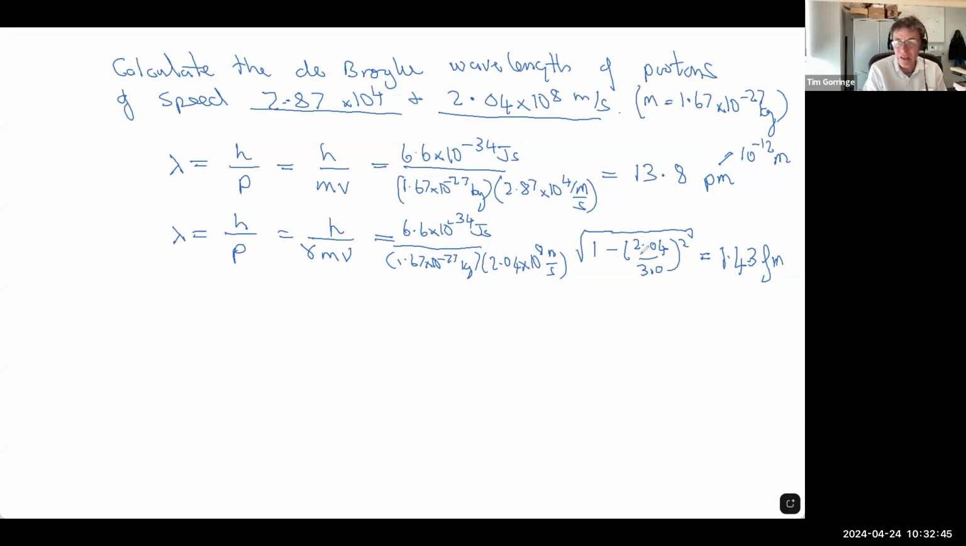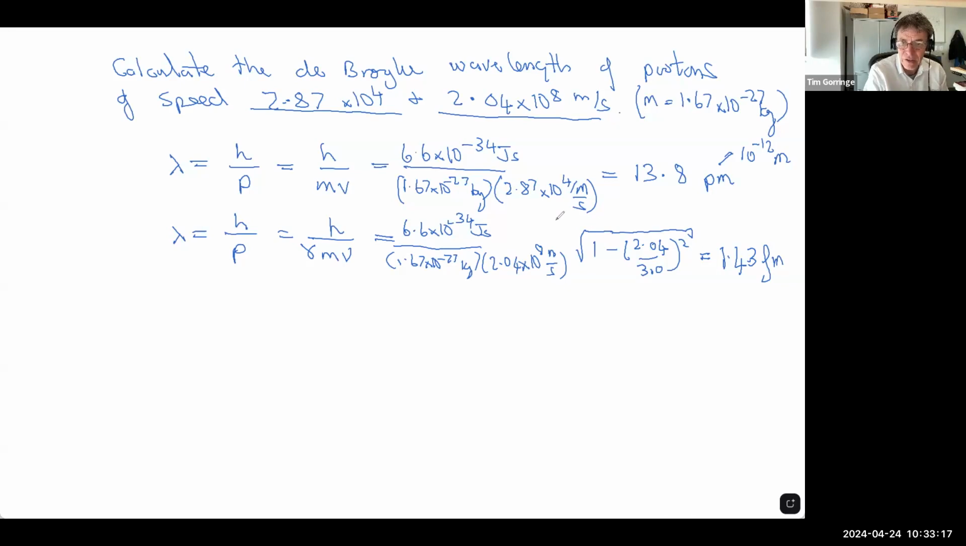Now, when I wrote the v and the c, I didn't write the times 10 to the 8 meters per second of the proton, and I didn't write the times 10 to the 8 meters per second for the light. I didn't write those just to save some space, and because they were common factors in the numerator and denominator and just cancel out. So gamma is simply the square root of 1 minus 2.04 divided by 3 squared. So it's roughly 1 minus 2/3 squared.